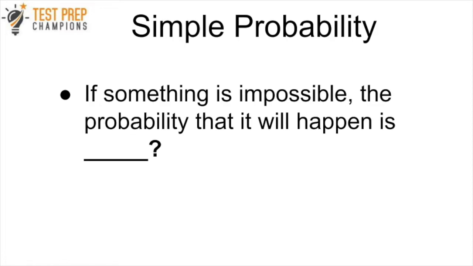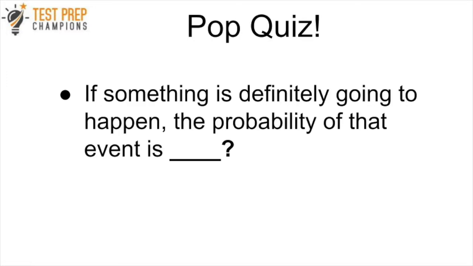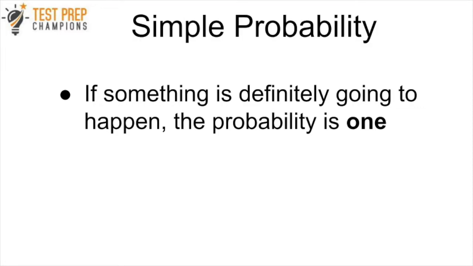Okay, pop quiz time. If something is impossible, the probability that it will happen is what? Remember, if something is impossible, the probability that it will happen is 0. All right, you're up again. If something is definitely going to happen, the probability of that event is what? If something is definitely going to happen, remember that the probability is 1.